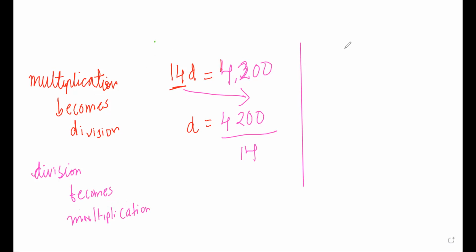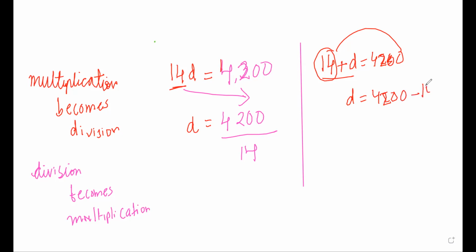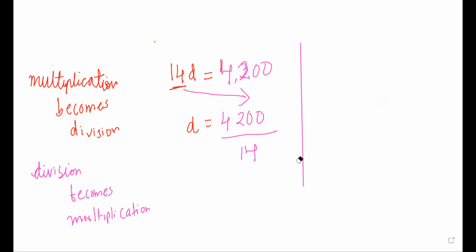Now, if the same question I gave you as 14 plus D equal 4,200. See, be very careful, girls. Now the relation is 14 plus D. This 14 will go and become minus 14. Because it was addition, it went and became minus. If it is minus, it will go and become plus. If it is multiplication, it will come down and become division. And if it is division, it goes up and becomes multiplication. Did you get this? Yeah. Ali, Malak, everyone? Yeah, miss.